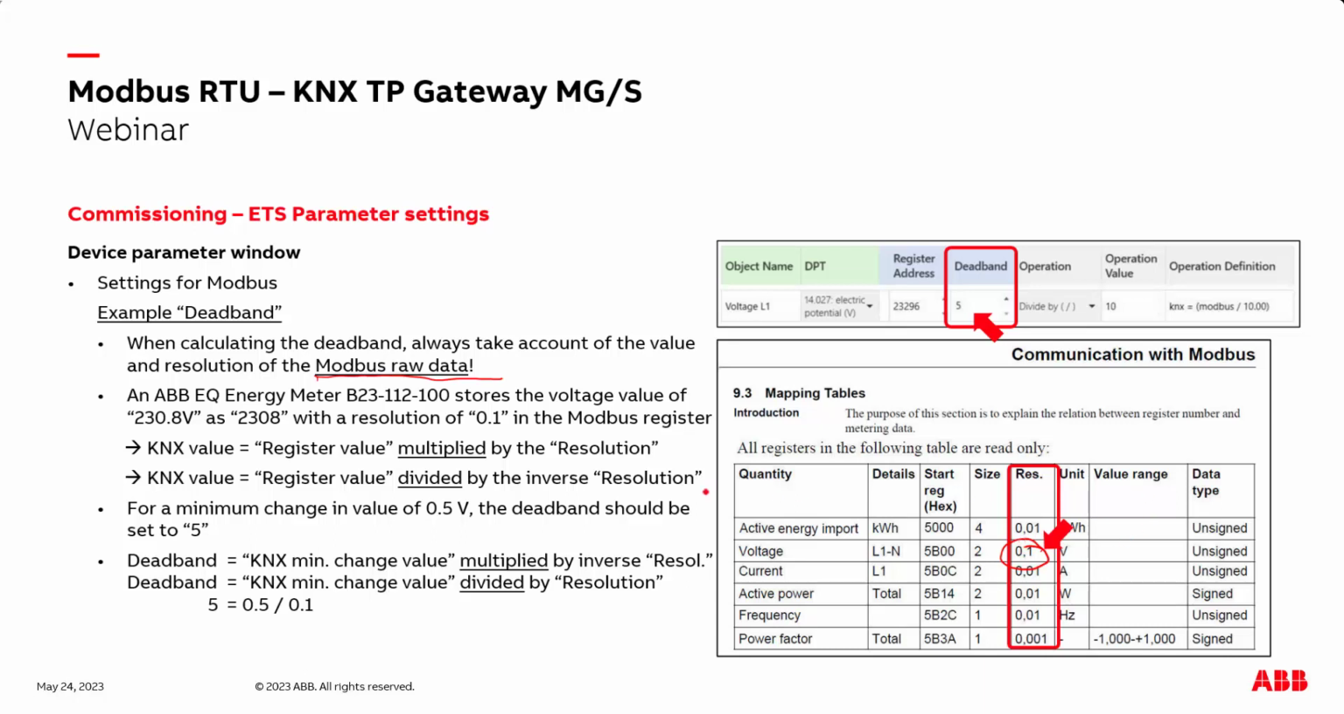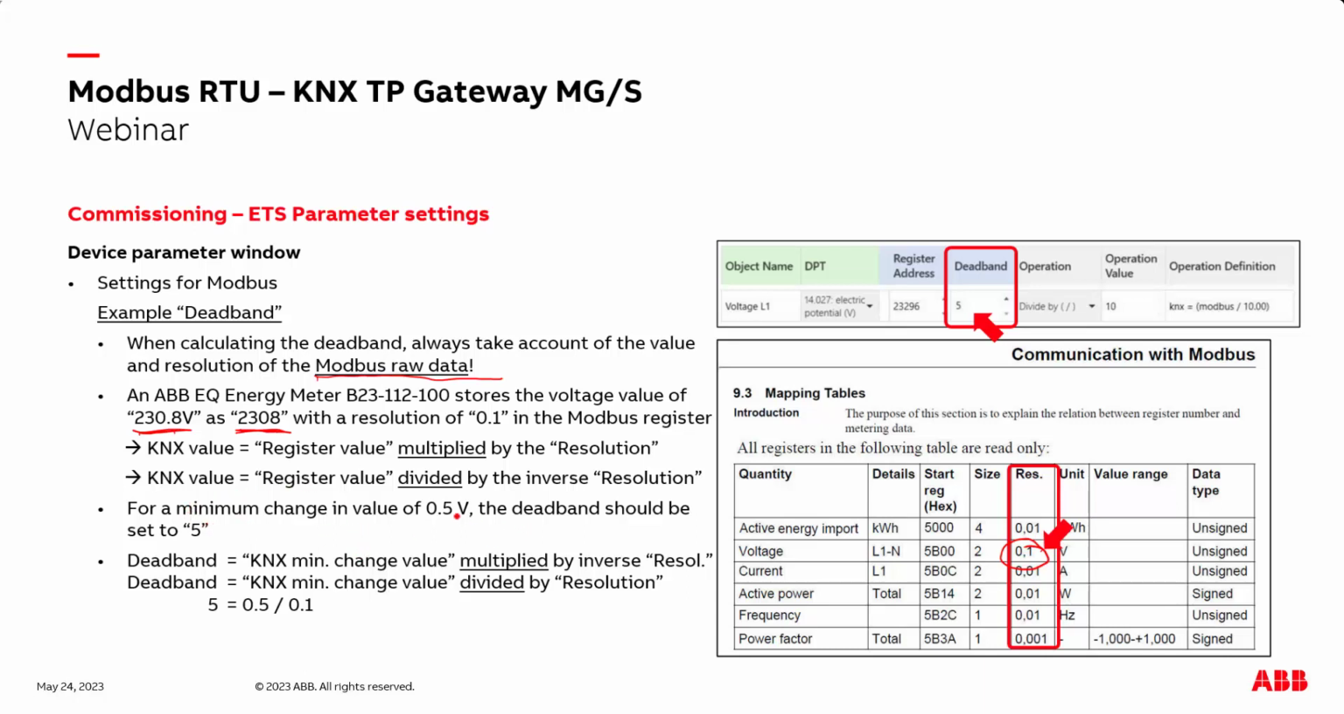So what does it mean? In the register, we have a value of 2308, which means 230.8 volts, but it's read out with this raw value of 2308. So in our mapping in KNX, we have to multiply it by this resolution, and then we get on KNX 230.8. And we have to do the same when we calculate our deadband.